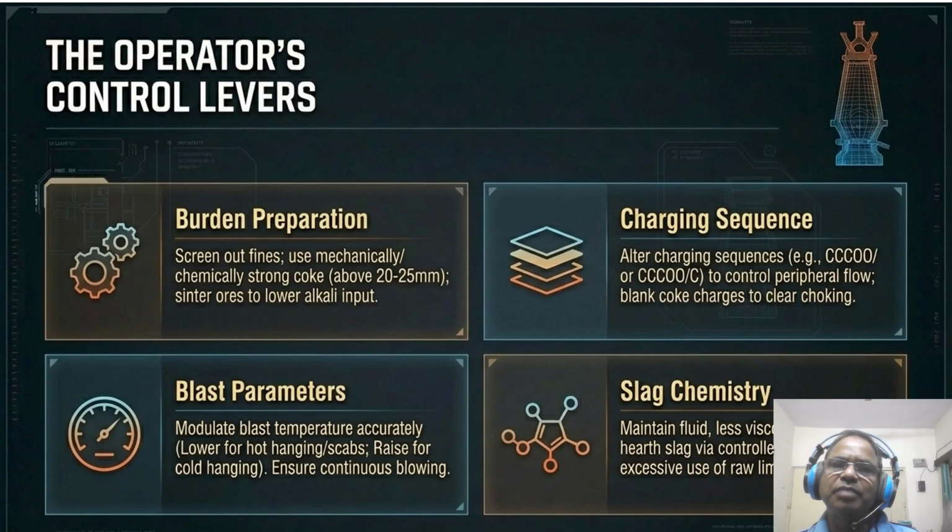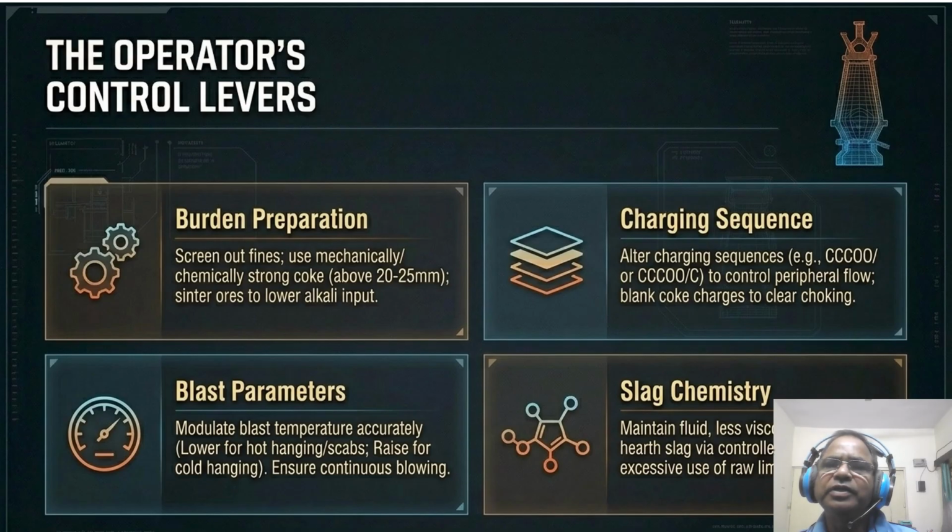The third is the blast parameter. Modulate your blast temperature accurately. Remember the problems that I have already mentioned. Lower it for the hot hanging and raise it for the cold. Accordingly we have to do, otherwise it has a different effect. And fourth, the slag chemistry. Maintain a fluid, less viscous slag through controlled viscosity and avoiding raw limestone.